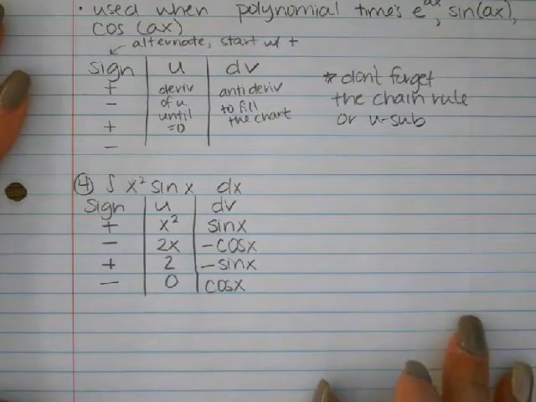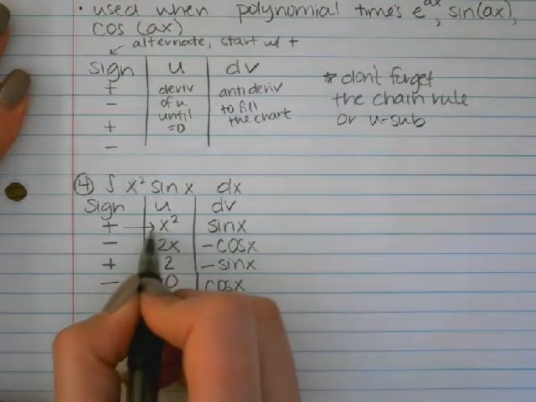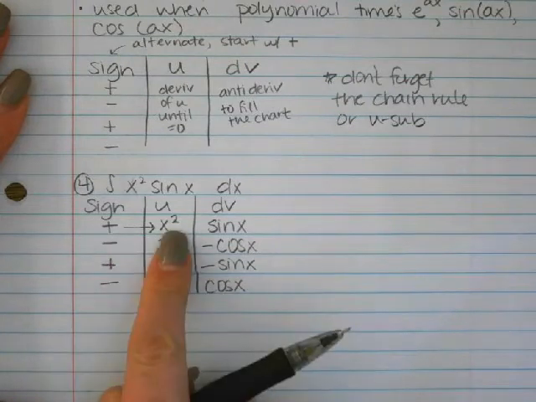Here is how you find your answer. Your sign goes across with the u. So I'm going to use positive x squared.